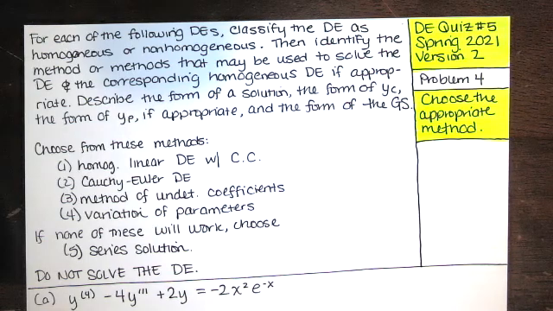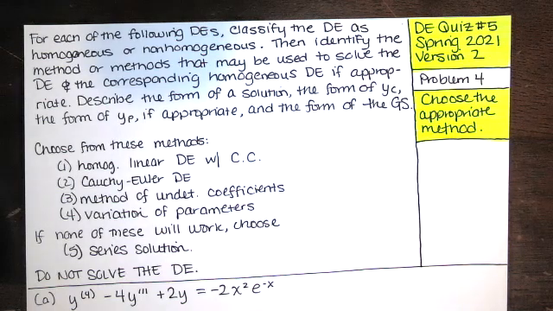The problem statement says for each of the following differential equations, classify the differential equation as homogeneous or non-homogeneous. Then identify the method or methods that may be used to solve the DE and the corresponding homogeneous DE if appropriate. Describe the form of the solution, the form of y sub c, the form of y sub p if appropriate, and the form of the general solution. It asks you to choose from these methods.